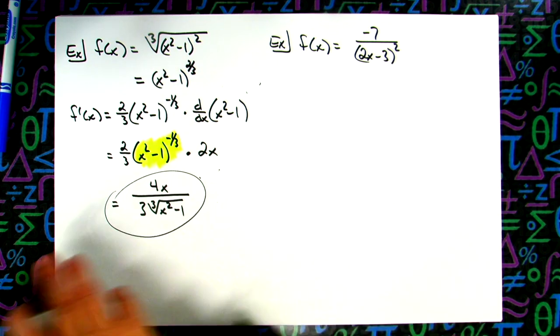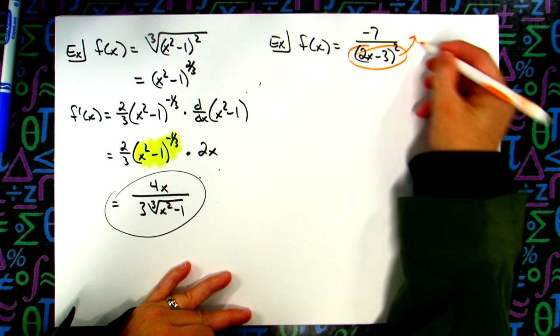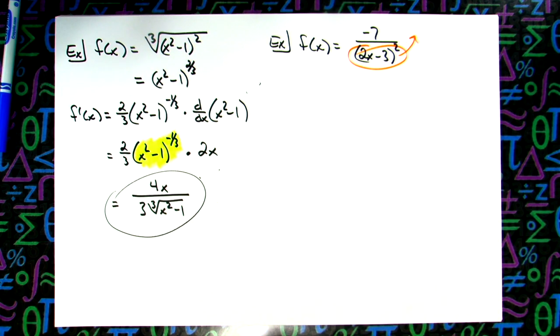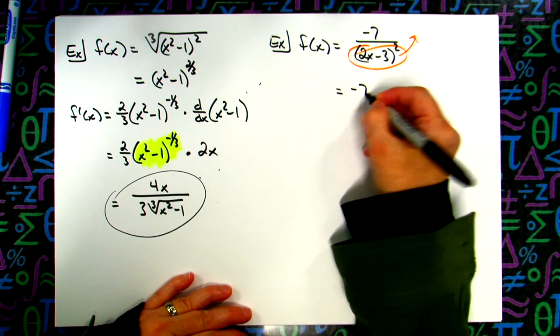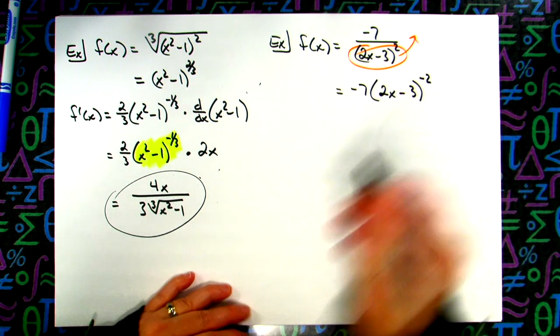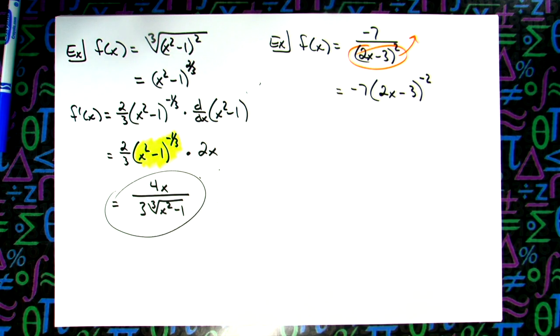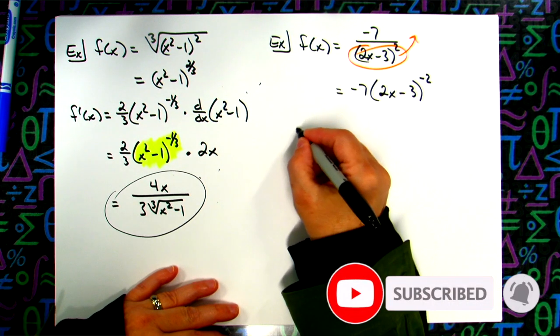So could I take this and move it to the top and make the 2 negative, and then make the problem a whole lot easier to calculate a derivative? So negative 7, 2x minus 3 to the negative 2. I'm just thinking that would be a whole lot easier. So algebraically manipulate that before you start. Think about what you've got.